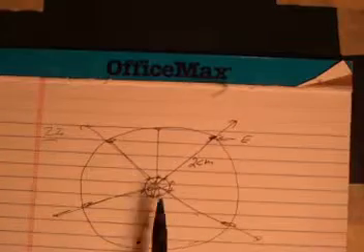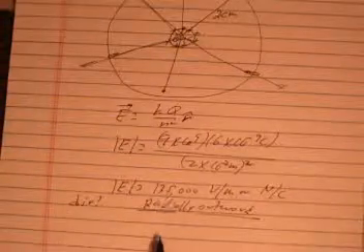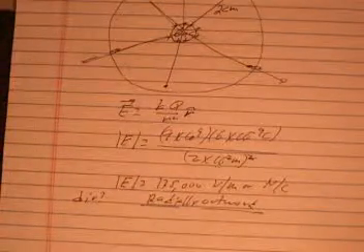I mean, just keep in mind if it was a negative charge, minus 6 nanocoulombs, for instance, here, the field value would be the same, but the direction would be radially inwards.